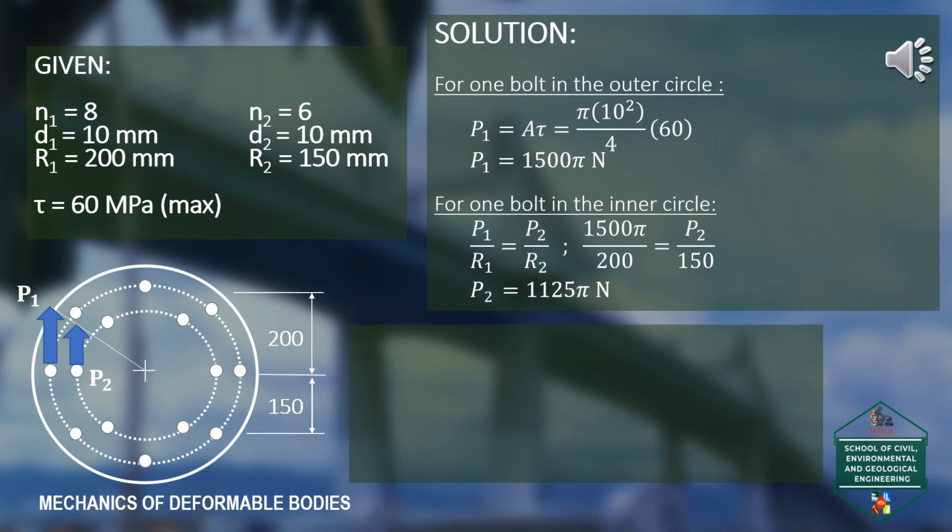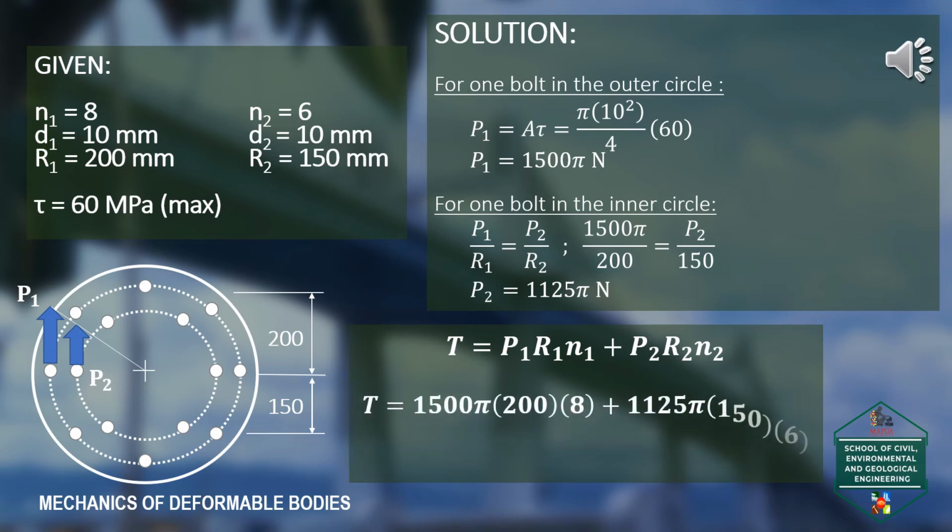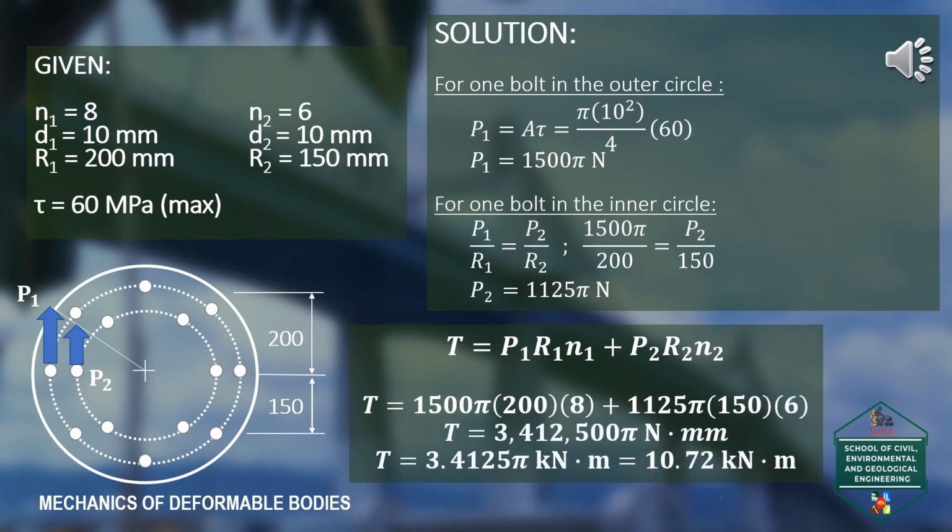Now that we have the individual shear force for each bolt in the outer and inner circle, we can now compute for the torque capacity, which is given by the formula T equals P1 times R1 times N1 plus P2 times R2 times N2. Substitute the given values, so we get a torque capacity of 3,412,500 pi newton-millimeter or 10.72 kilonewton meter.